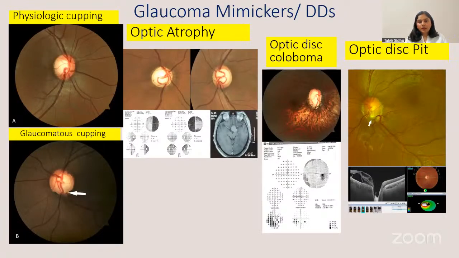Now, the important thing is to note and know what the DDs of enlarged cup disc ratio are. Enlarged cup disc ratio can be physiological cupping where the ISNT rule is followed in a very large disc. So this is a 0.5 to 0.6 cupping in a large disc. Here, this is a glaucomatous cupping where the neuroretinal rim is absent. Here you can see there is a pale disc.